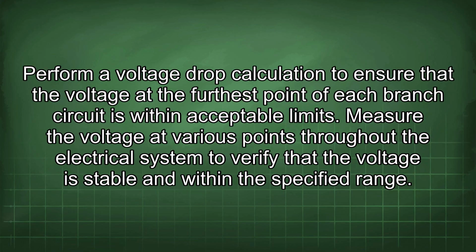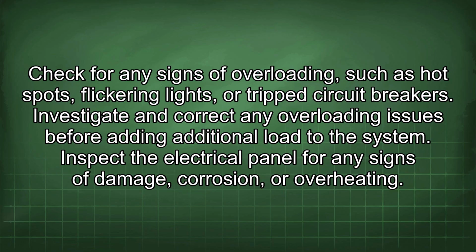Perform a voltage drop calculation to ensure that the voltage at the furthest point of each branch circuit is within acceptable limits. Measure the voltage at various points throughout the electrical system to verify that the voltage is stable and within the specified range. Check for any signs of overloading, such as hotspots, flickering lights, or tripped circuit breakers. Investigate and correct any overloading issues before adding additional load to the system.